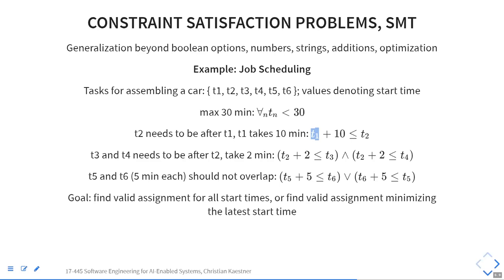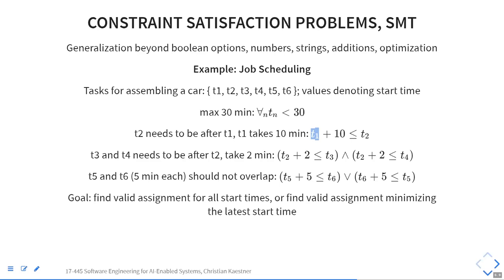This is called a constraint satisfaction problem. We have a bunch of solvers that can deal with this. Again, not Boolean formulas, but constraints. And again, we try to find: is there any valid assignment to the way that we can start these things, so that we can finish the car in 30 minutes? There are also solvers that will solve minimization or maximization problems. So, try to find me the assignment where the latest task starts as early as possible, something like this.